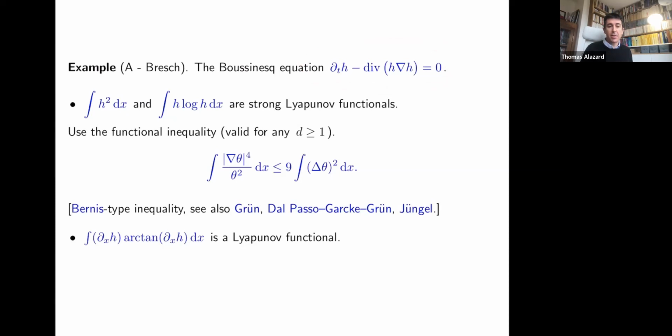There are also some other funny Lyapunov functionals. For example, for this equation, you can verify that this quantity in dimension 1 is a Lyapunov function.